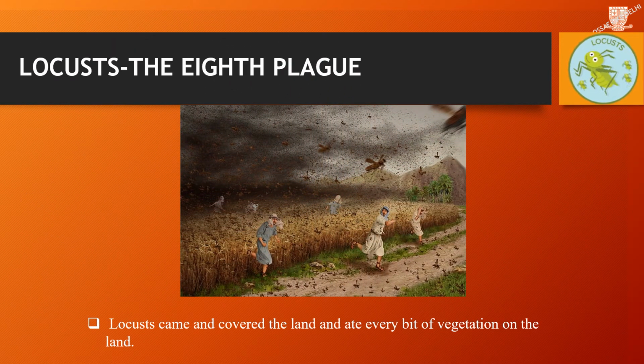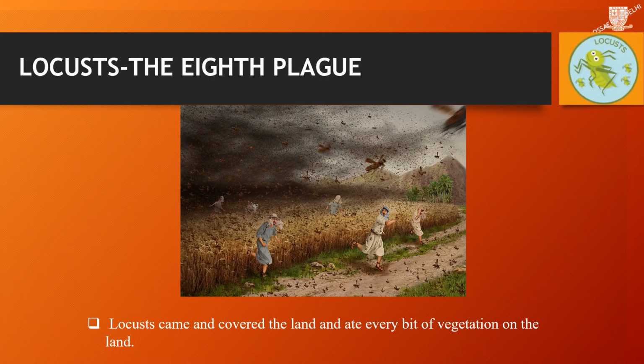The eighth plague came again because of the refusal of the Pharaoh, and the eighth plague was that of locusts. Locusts are like grasshoppers. They are green in color, but they destroy crops. And here the plague of locusts came, where a whole swarm of locusts came and they covered the land and ate every bit of vegetation on the land. Locusts are known to destroy crops. They eat up the crops and then nothing grows. So they ate up every bit of vegetation that was growing in the land of Egypt.